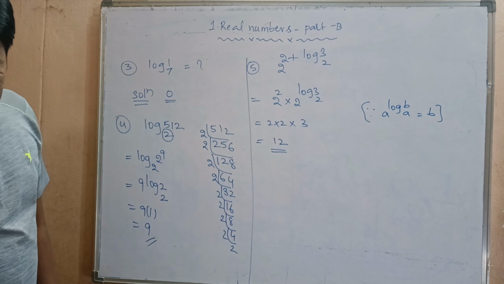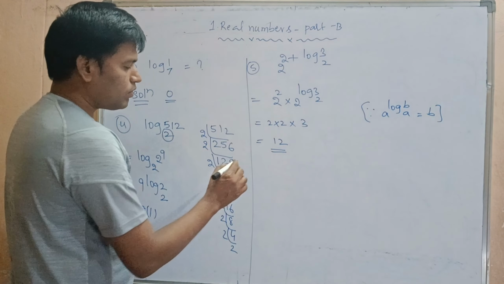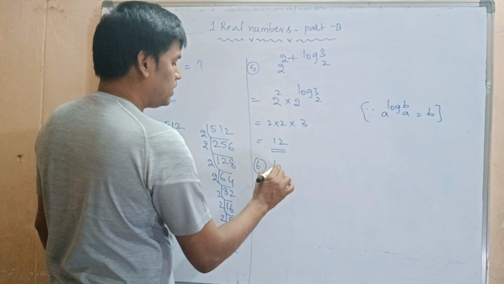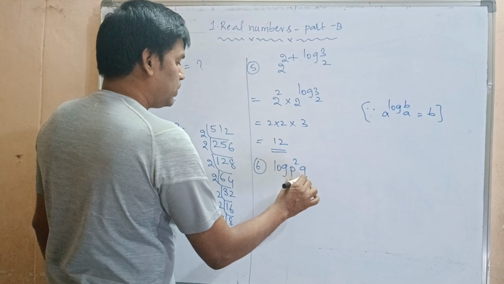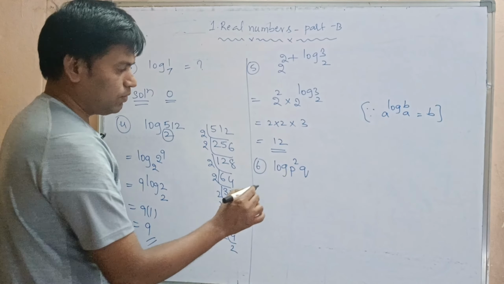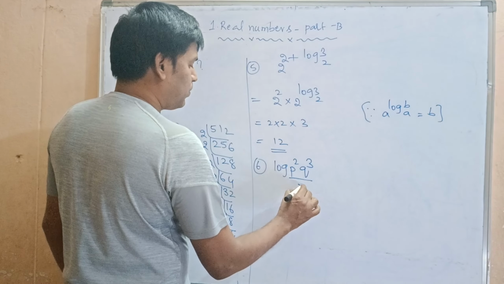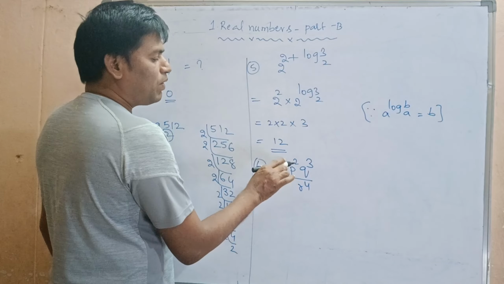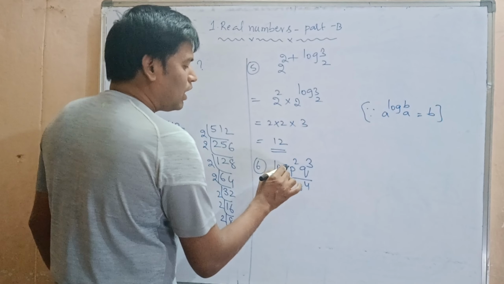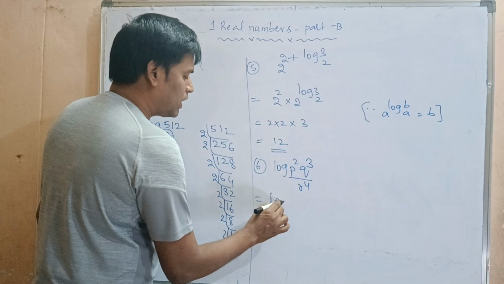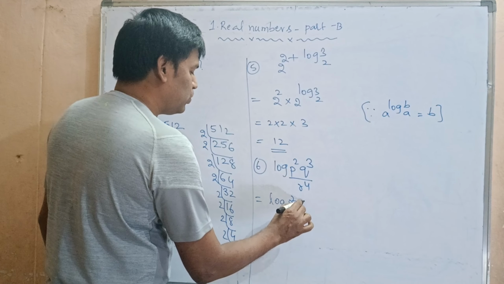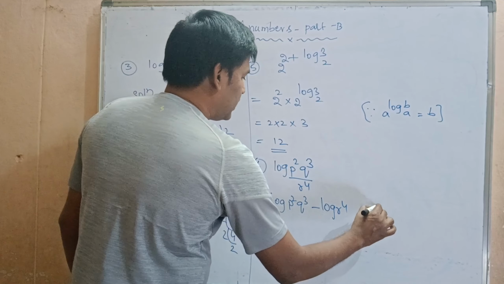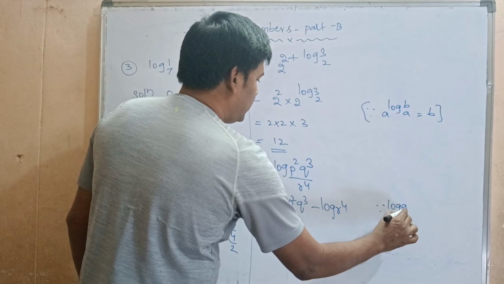Okay, next problem is, what is the value of log p square q cube by r power of 4? Now you can observe here, it is in the form of log a by b. First you can take the log a by b form, log p square q cube minus log r power of 4.